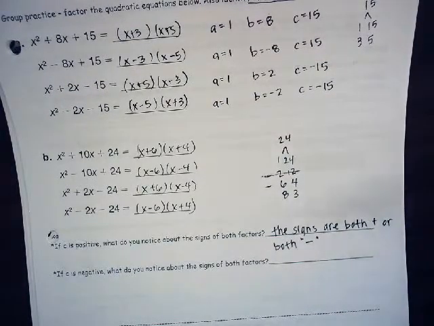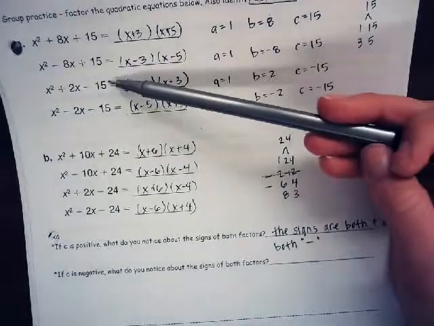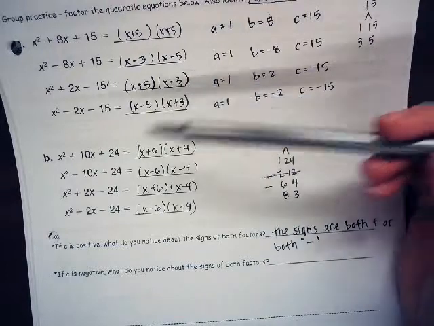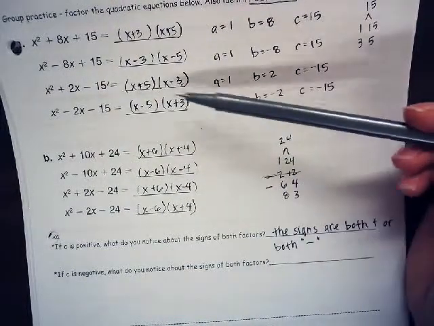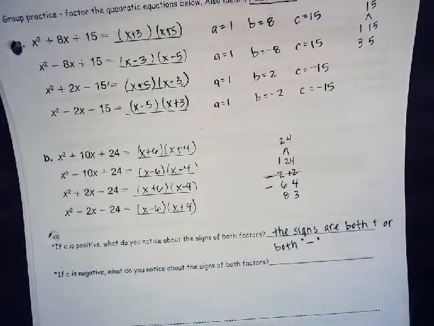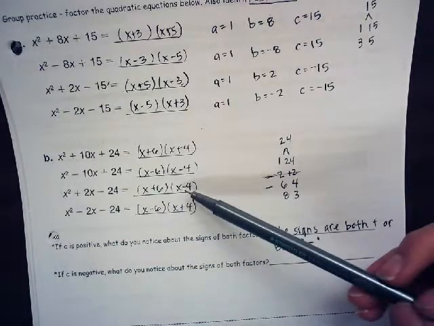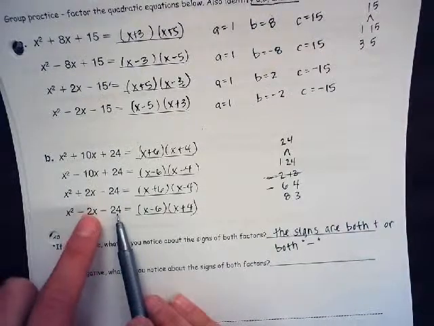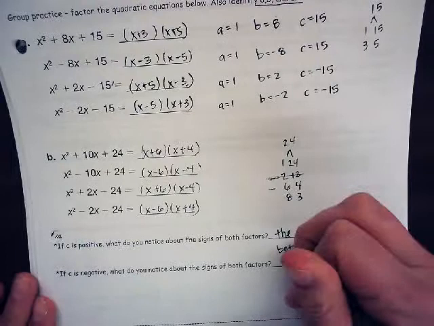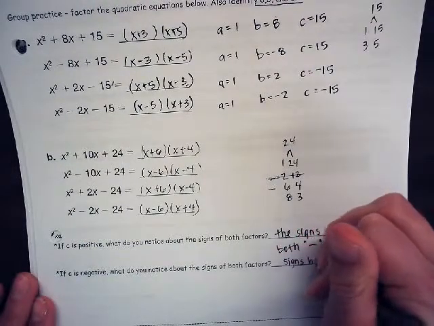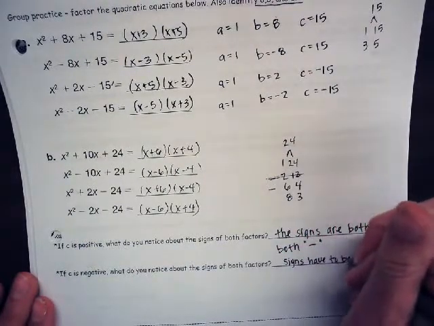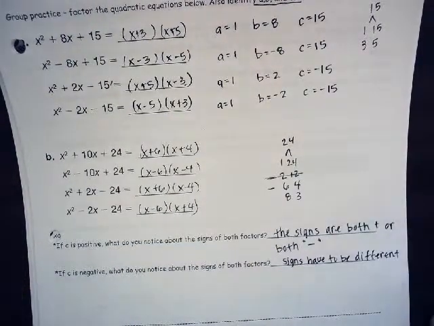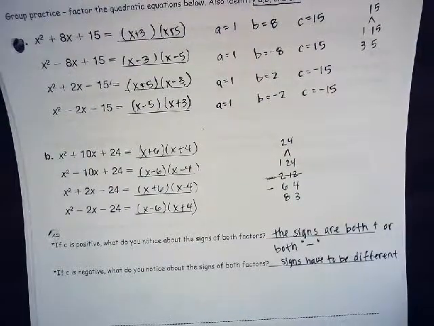If c is negative, what do you notice about the signs of both factors? So let's look. If I have negative 15, then I have a positive 5 and negative 3. Here I have negative 15 and I have a negative 5, positive 3. Down here I have a positive and a negative. So that means in order to multiply the last two numbers together and get a negative, the signs have to be different. Because the only way to multiply together to get a negative is if I have one negative and one positive. That's the only way that would work.